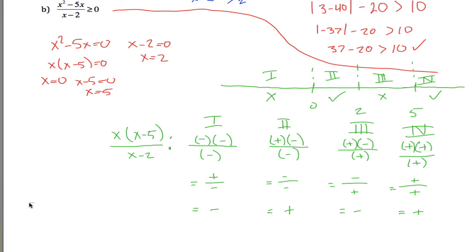We're not going to include 2. I'm going to write my answer as everything from 0 up to 2. I'm going to include 0, but not 2. And then I'm going to include everything from 5 up to infinity.